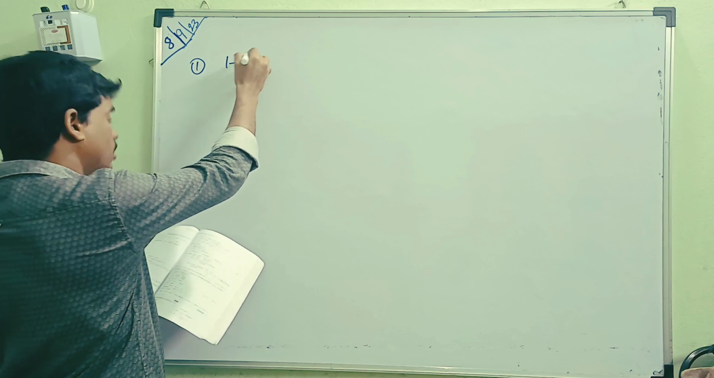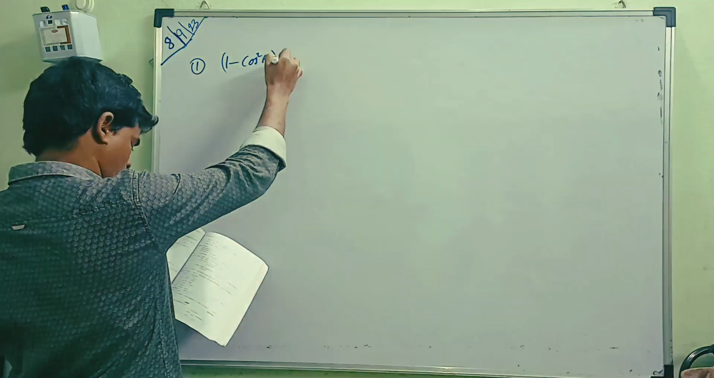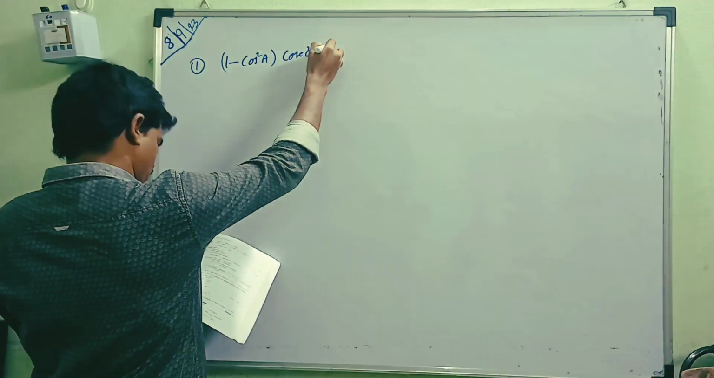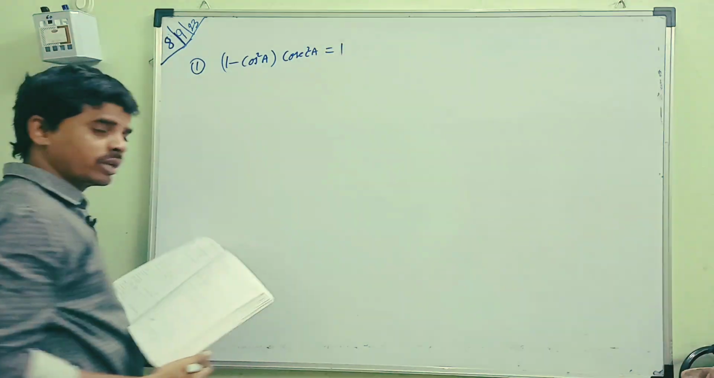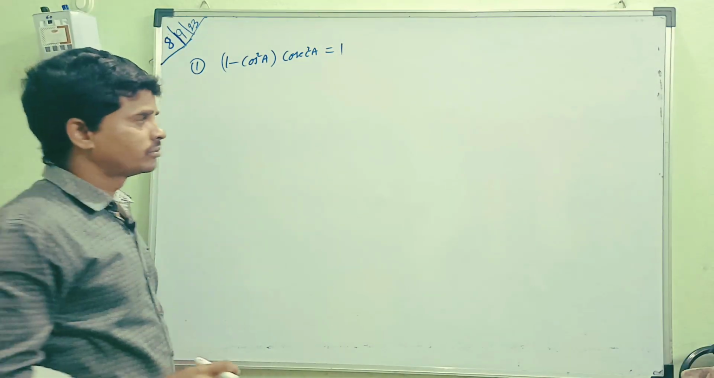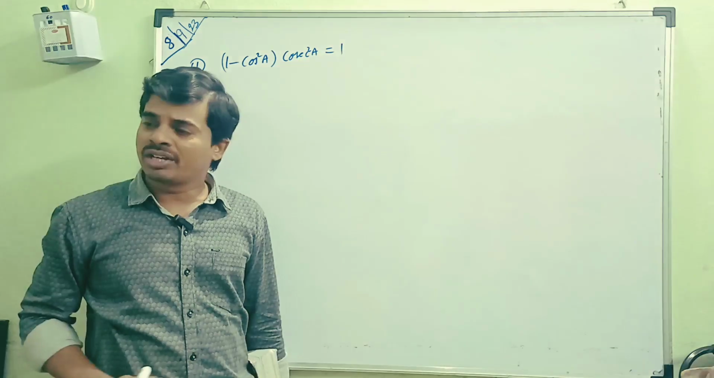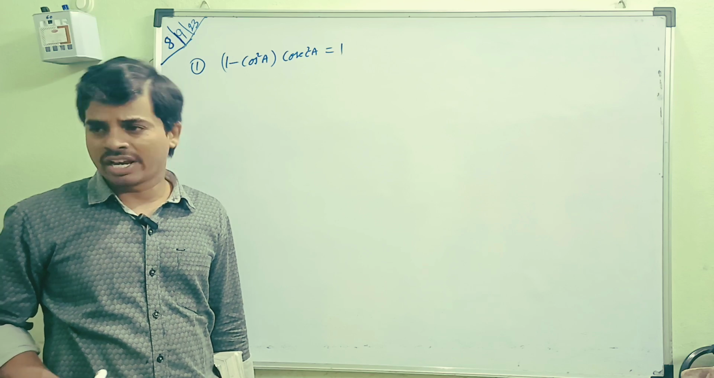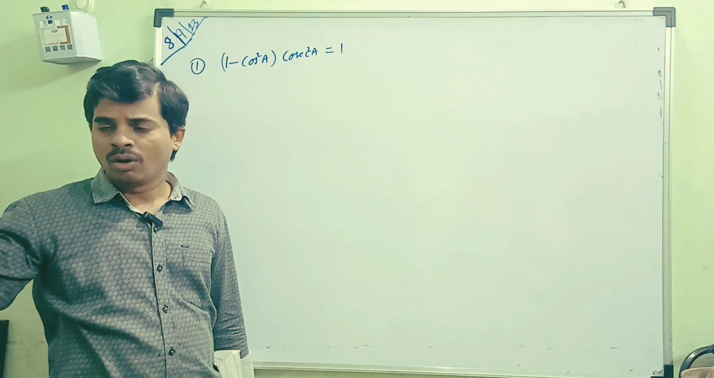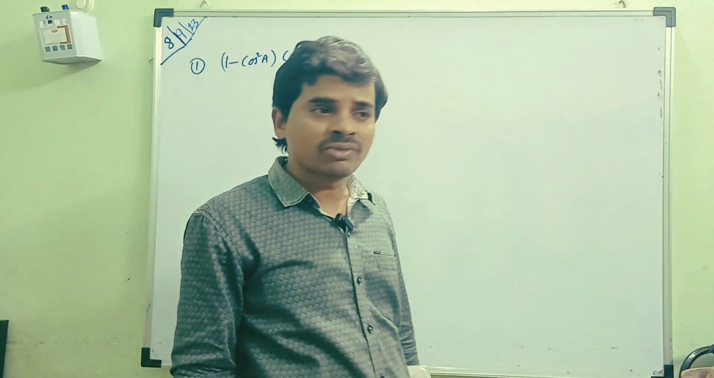1 minus cos square A into cosecant square A is equal to 1. We have to get one as the answer. This is a single step answer. See, 1 minus cos square A we can write as sin square A. Look here. 1 minus cos square A. What formula can we use? What changes can we make?